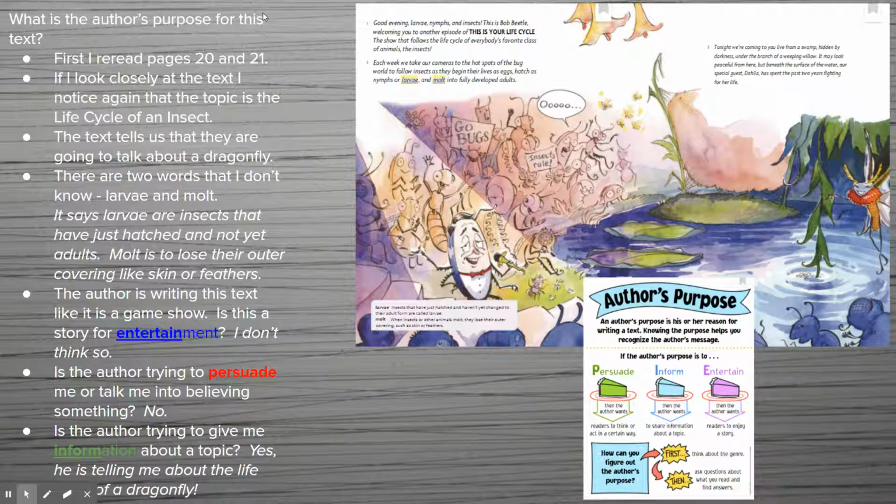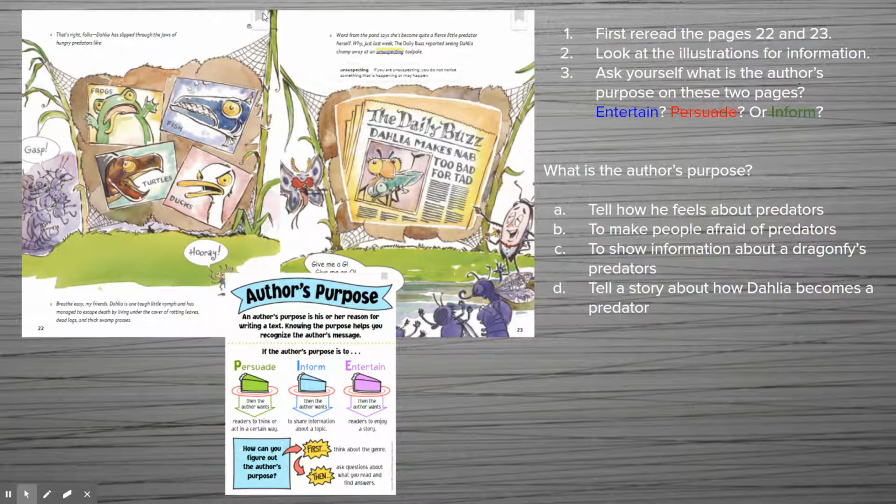Is the author trying to give me information about a topic? Well, yeah, it's giving me information about the life cycle of a dragonfly. So when I look at this, the author's purpose is to inform the reader about the life cycle of a dragonfly. All right, let's look at page 22 and 23.